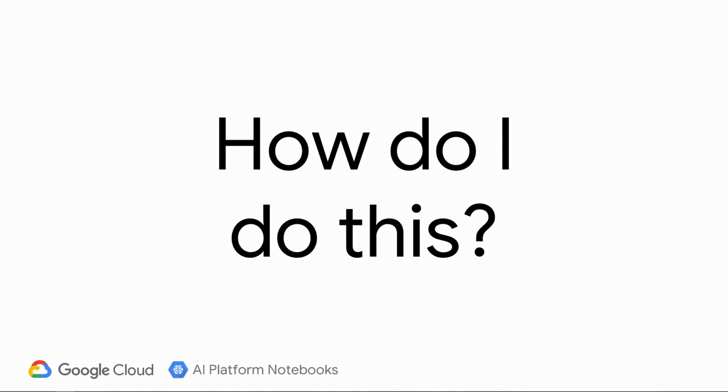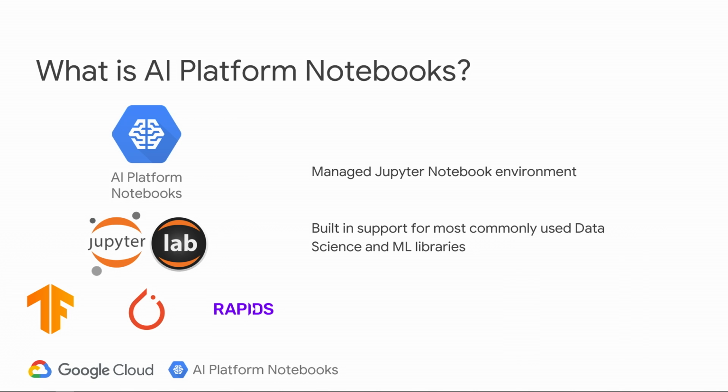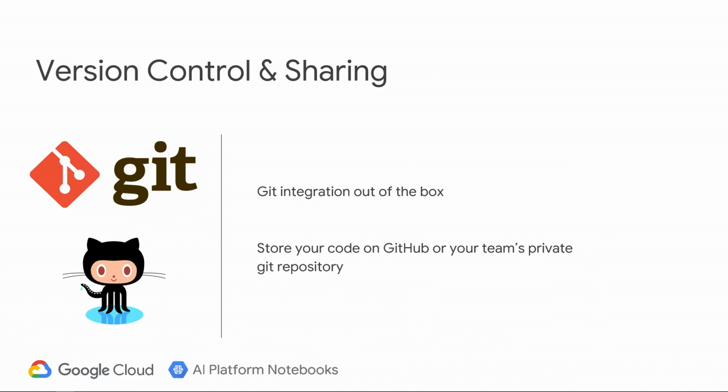Now, how do you actually do this? AI Platform Notebooks makes it really easy. And what is AI Platform Notebooks? This is a managed Jupyter Lab environment that brings you support for all the really commonly used data science and machine learning libraries. We've got built-in support for things like TensorFlow, Rapids, PyTorch, and a whole lot more. So you can focus on actually running your algorithms and figuring out what models you want to use and not worry about how do I get my stuff to install. And it comes with a lot of goodness out of the box.